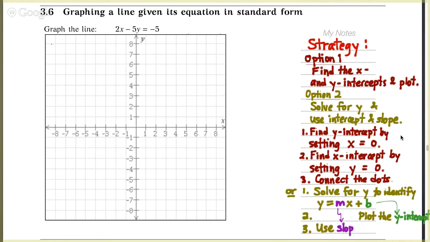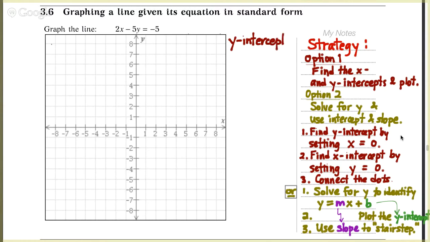Then we'll use that value for b to plot the y-intercept for this line, and then use the value we find for m, which is the slope of this line, to what I like to call stair-step, from that y-intercept that we plotted up to any other point on this line. And then as soon as we have those two different points, we can connect those 2 points with a line and we're done. So let's look at the two different strategies in action.